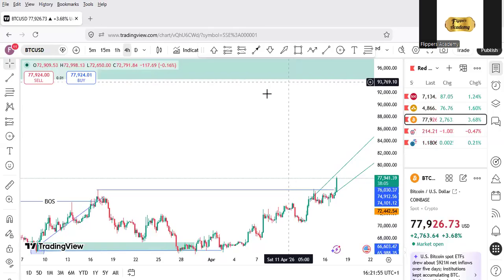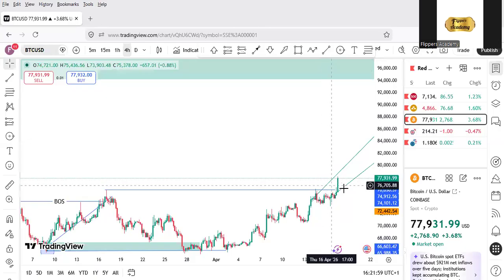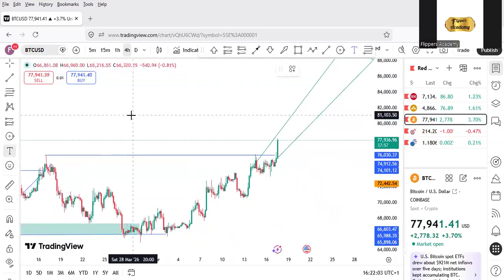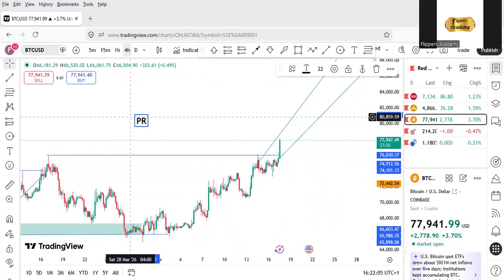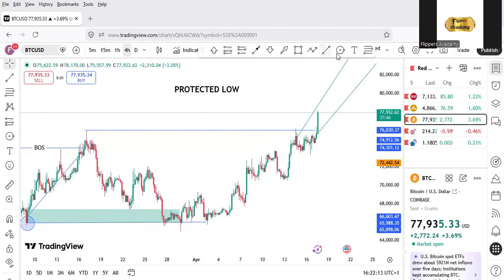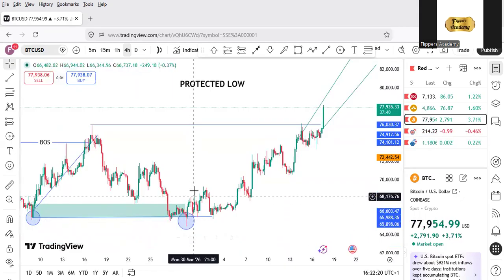Do you know what gives me that confidence? One thing gives me the confidence. I already told you, do not play with it. Anywhere you see it, always respect it. Protected low. This low is well protected, my bro. It's well protected. Why? Because it sweeps liquidity before it gives us an impulsive move.